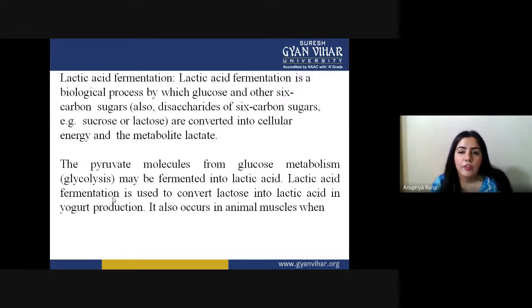So, lactic acid fermentation is a biological process by which glucose and other six carbon molecules, and we know that glucose is a six carbon molecule, are converted into cellular energy and metabolic lactate. So, the pyruvate molecule from glucose metabolism may be fermented into lactic acid. The lactic acid fermentation is used to convert lactose into lactic acid in yogurt production. Basically, they convert the lactose into the lactic acid, and in this way the yogurt is made from milk.